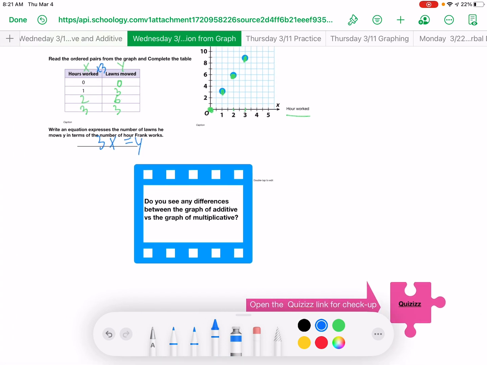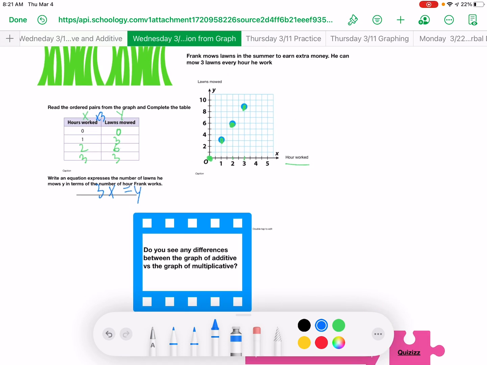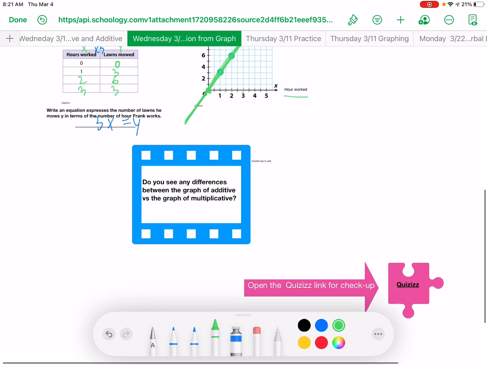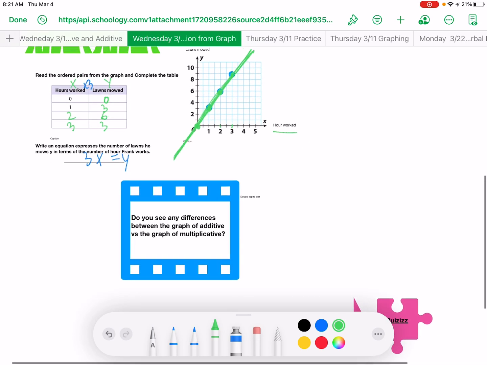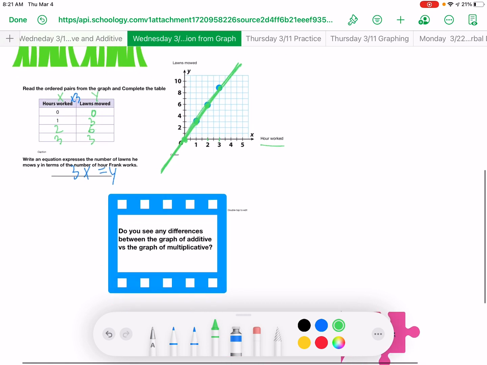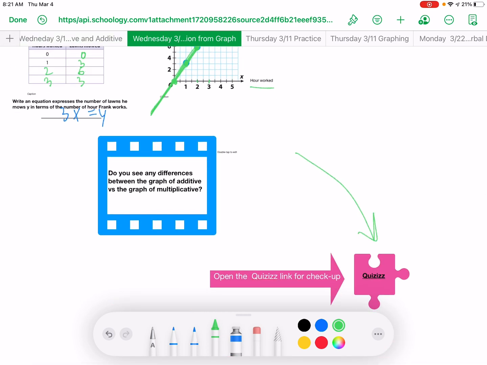What differences do you see between the additive and the multiplicative graph? The first graph is additive and the second one is multiplicative. Okay, think about the differences that you see in the graph, and we're going to talk about this in the Zoom. When you finish this, you'll know that there is a quiz that you can do for practice, that you need to do.